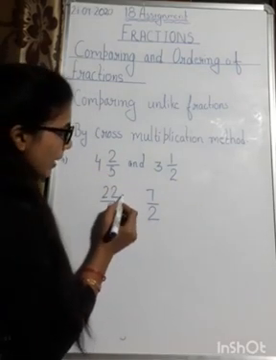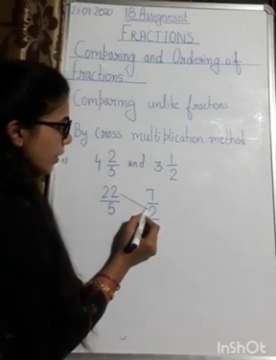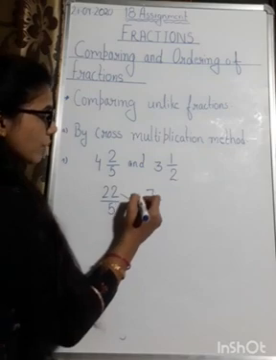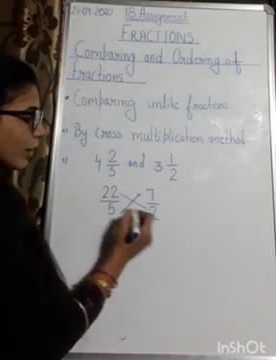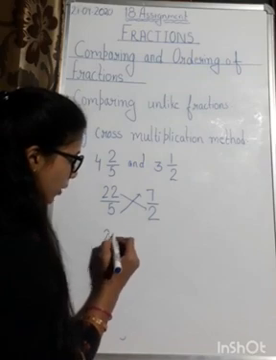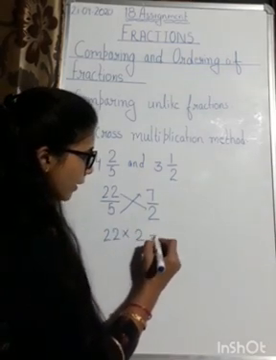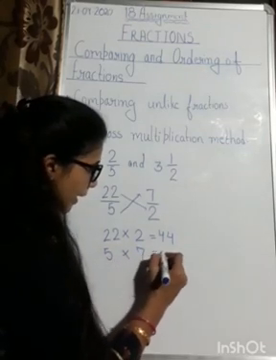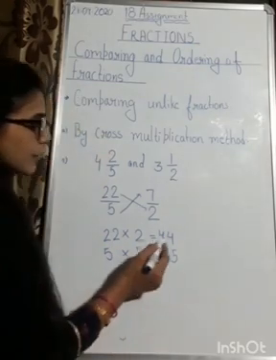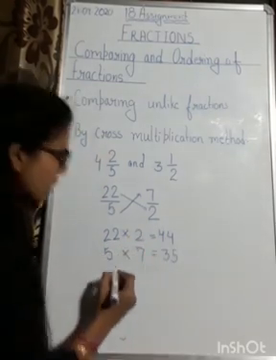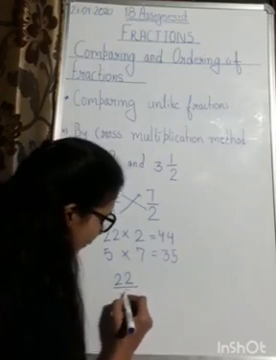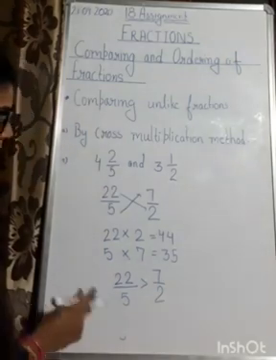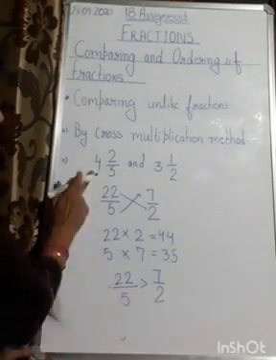Now I have to do cross multiplication. It means multiply the numerator of this fraction with the denominator of the other fraction, and the denominator of the first fraction with the numerator of the second one. So when you multiply these two, 22 multiplied by 2, you are getting 44, and 5 multiplied by 7, you are getting 35. Since this 44 is greater than 35, it means the fraction 22 by 5 is greater than the fraction 7 by 2. Clear? And from where are we getting this 22 by 5? By solving this one.